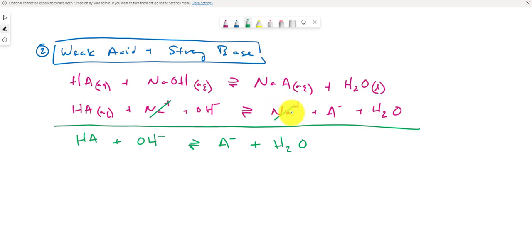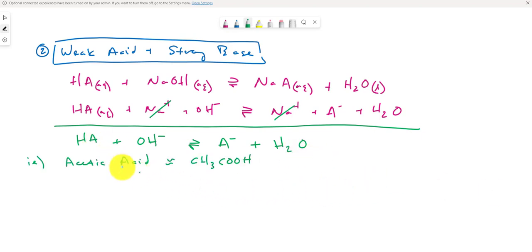Sodium is on this other side, so that becomes a spectator ion. And we have some amount of A- that gets produced, but not 100% of it. And then we have water, which is just that little bit of proton that gets pulled off of here with OH. In the end, the overall net ionic equation for a weak acid and a strong base then is the weak acid plus the strong base makes some amount of the conjugate base here, the A-, and water.